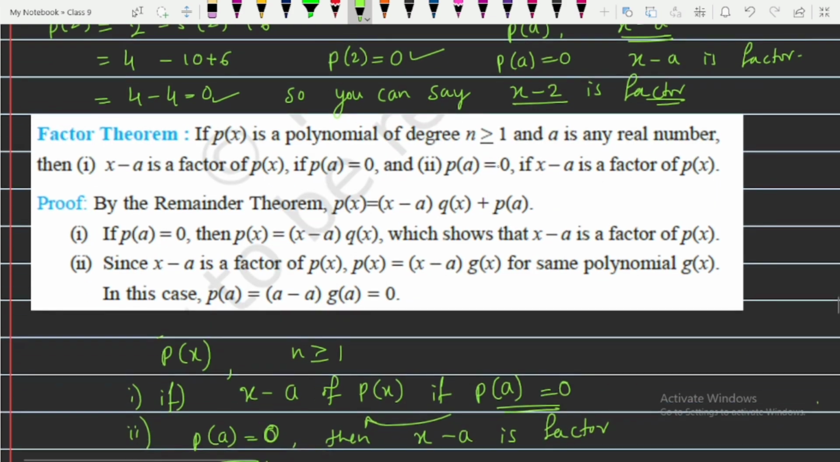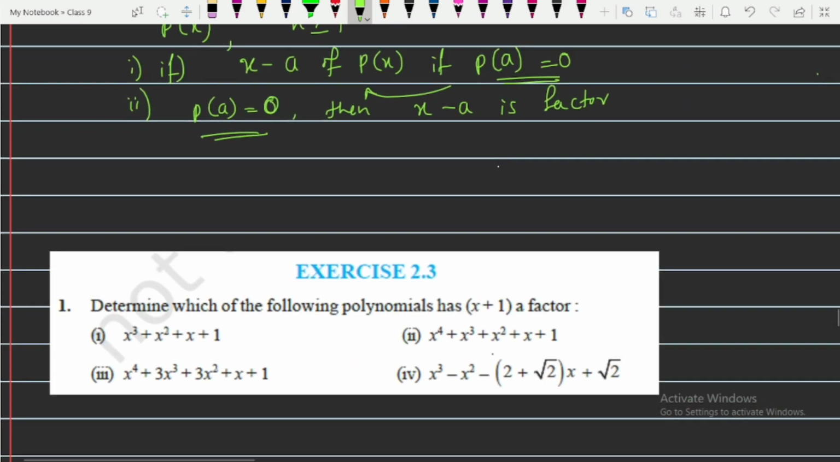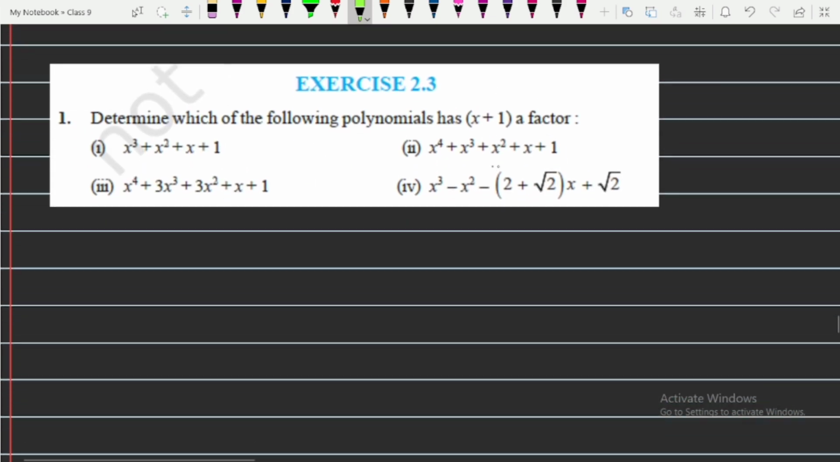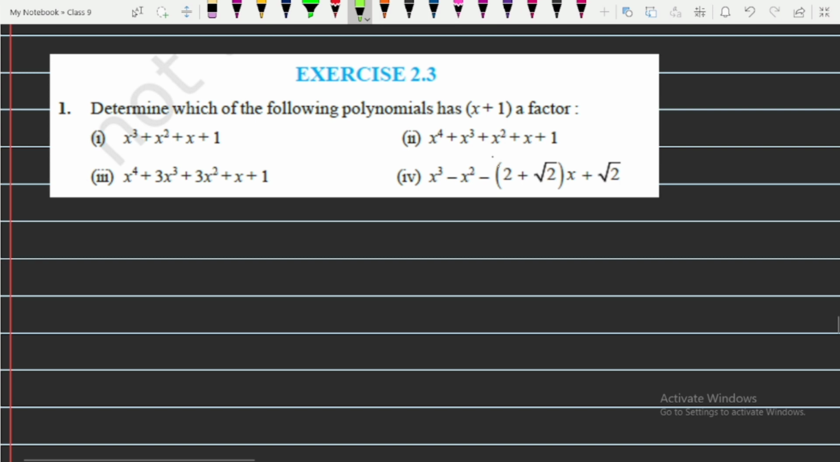Now, depending on the factor theorem, we are going to see the sums from exercise 2.3. Question number 1: determine which of the following has x plus 1 as a factor. Here we are going to check for all the questions whether x plus 1 is a factor or not. That is the first question.